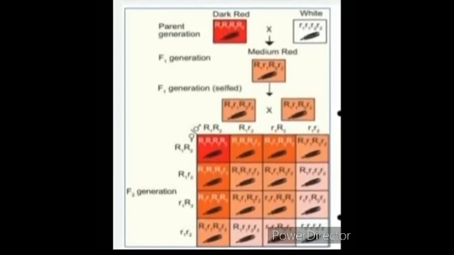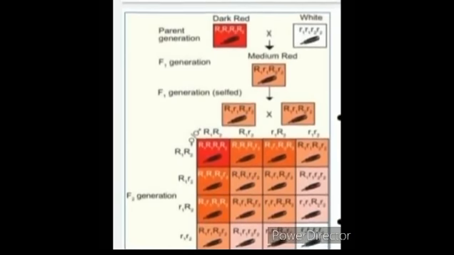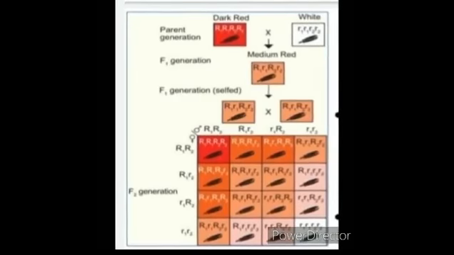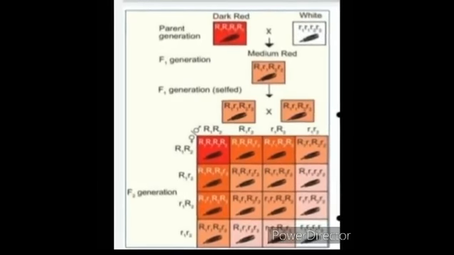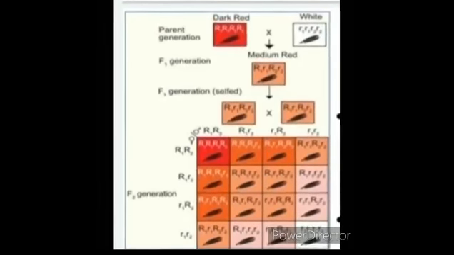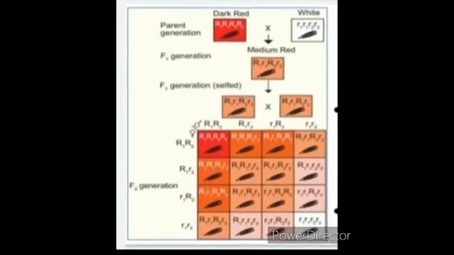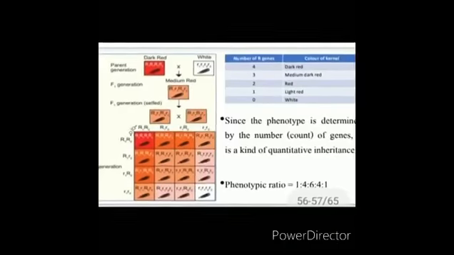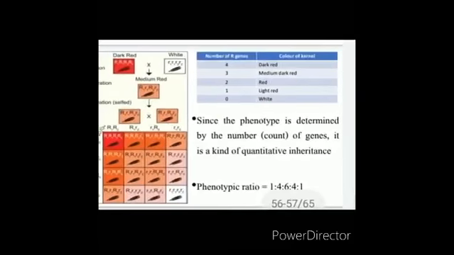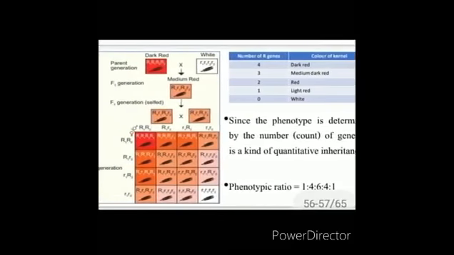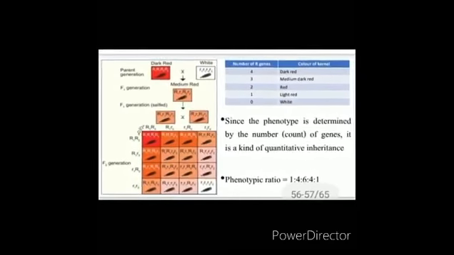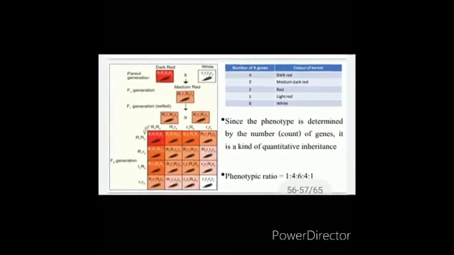Look at the checkerboard. In the four gametes, if you have four capital R, dark red kernel color is obtained. When 3 capital R are found, you get the medium dark red kernel color. When 2 capital R genes are found, you get medium red kernel color. When 1 R gene is present, you get the light red kernel color. Absence of R gene results in the white color.